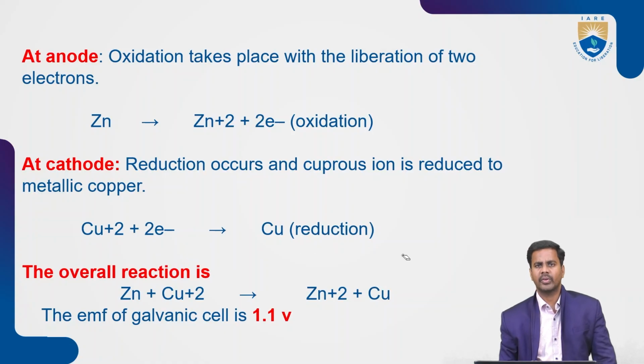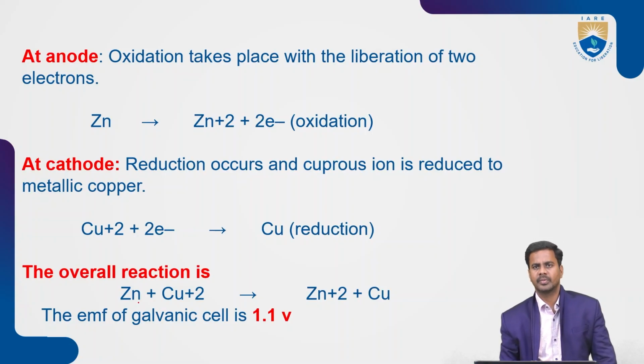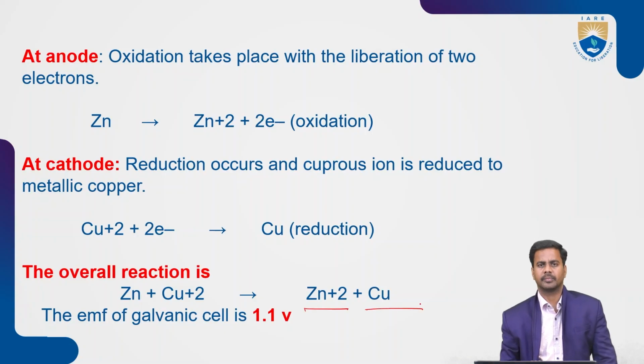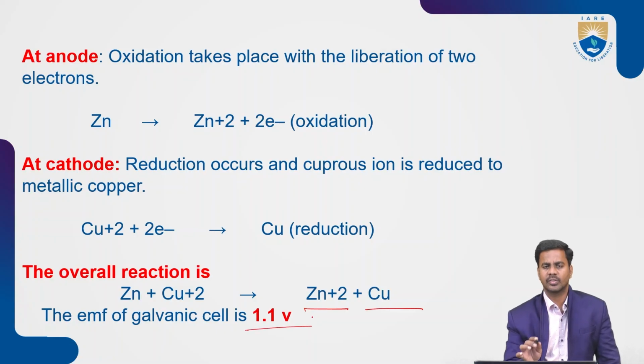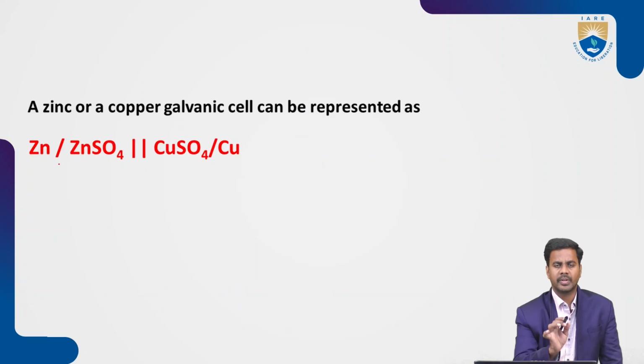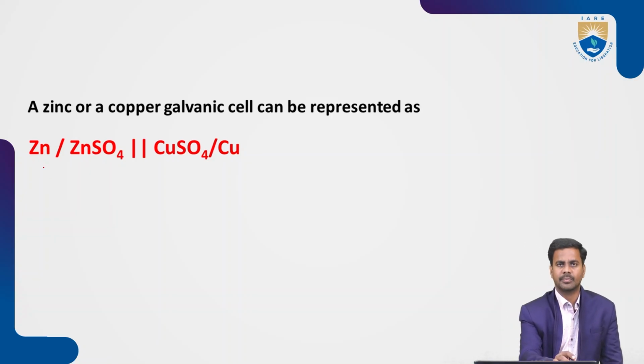Next, coming to the overall reaction: Zn plus Cu2+ gives Zn2+ and metallic copper. The EMF of the galvanic cell is 1.1 volts. That is about the reactions of the galvanic cell or Daniell cell. We can represent the galvanic cell or Daniell cell as below.